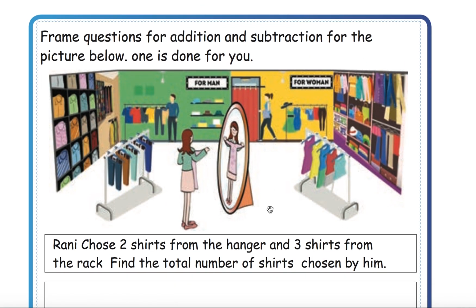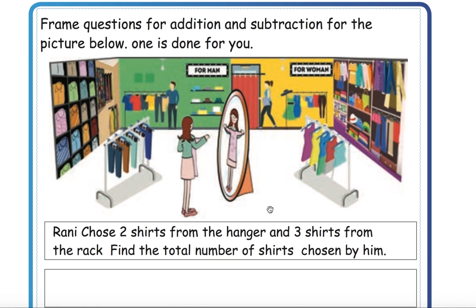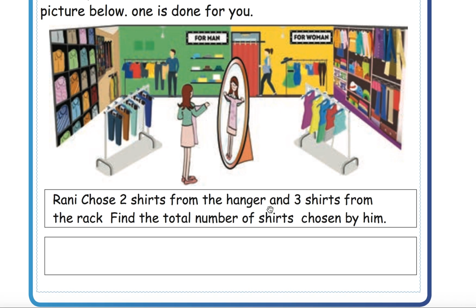Frame questions for addition and subtraction for the picture below. One is done for you. Rani chose 2 shirts from the hanger and 3 shirts from the rack. Find the total number of shirts chosen by him. This is Rani, right? It should be her, not him. Rani chose 2 shirts from the hanger and 3 shirts from the rack. Find the total number of shirts chosen by her. 5. 3 plus 2.